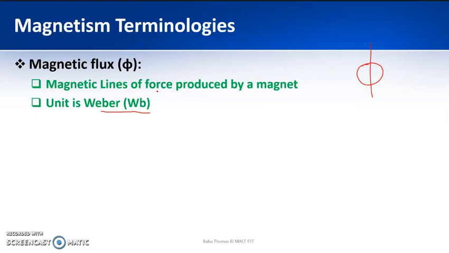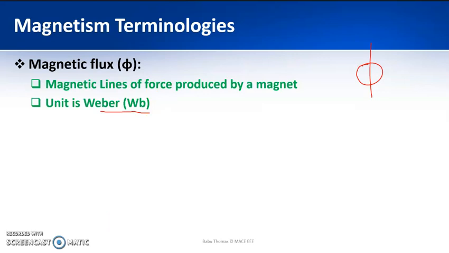That is, north and north pole will repel, and south and south pole will repel. And the lines of magnetic flux closer to each other and having opposite direction will attract each other. That is, north and south poles will attract each other.